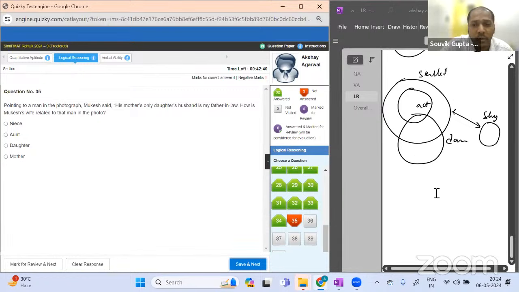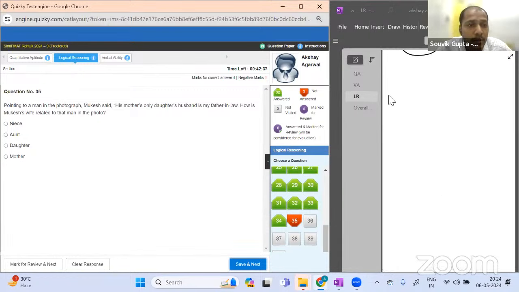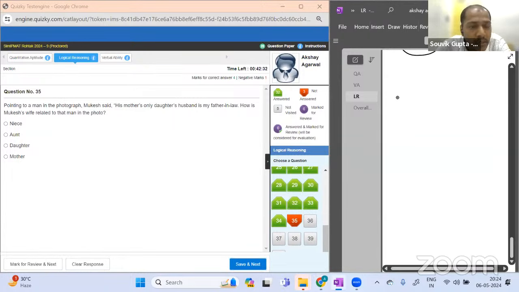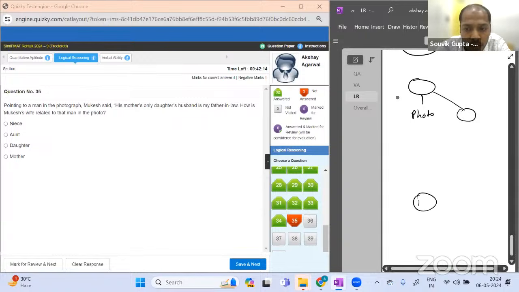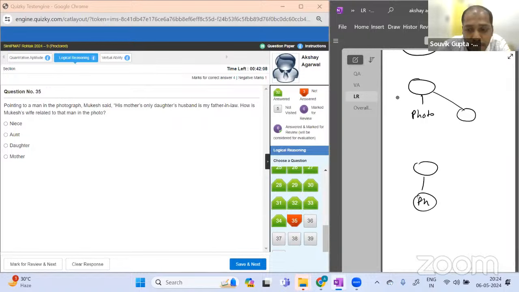Pointing to a man in the photograph, Mukesh said his mother's only daughter's husband is my... There's an only daughter. It could be a separate daughter, or it could be the person in the photograph itself. So the photo is the daughter, and the mother's daughter's husband, the daughter's husband, is my father-in-law.